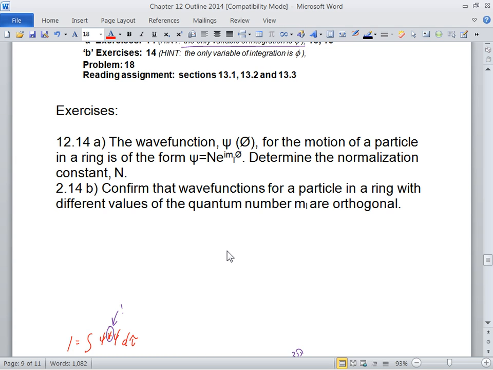There it is. Okay, so you just did 14a. You have your complete wave function, right? And then you come down to the next question. It says confirm that wave functions for a particle in a ring, well, look, it just says particle in a ring. You just figured it out. With different values of the quantum number m sub l are orthogonal. So yeah, it makes perfect sense. I mean, that's all you have is m sub l.